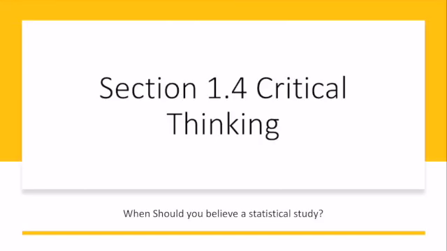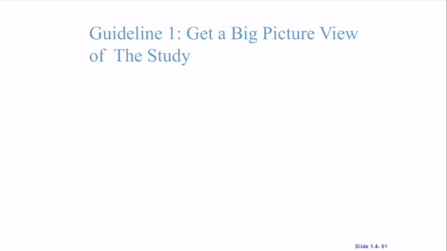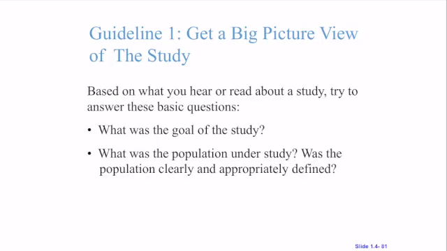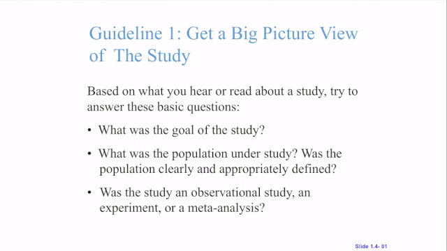So let's talk briefly about some critical thinking skills. And what I want us to talk about is, when should you believe a statistical study? So in order to know whether or not you can believe a statistical study, the first thing you need to do is just get a big picture view of the study. What is the study's goals? What's the population? Did they clearly define the population? Remember, you don't just want to study students. You need to narrow it down more than that. You also need to determine if your study was observational, experimental, or a meta-analysis. This is when you review existing research.